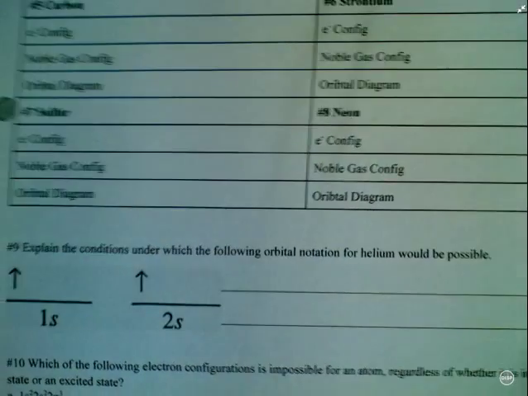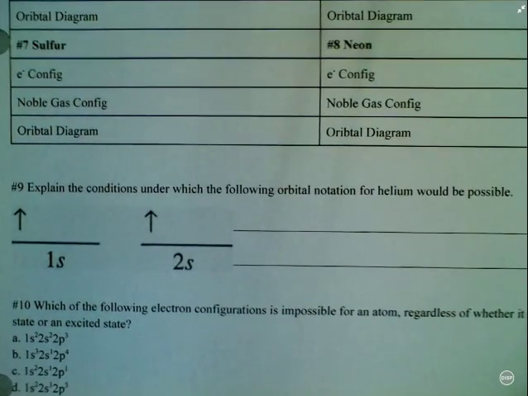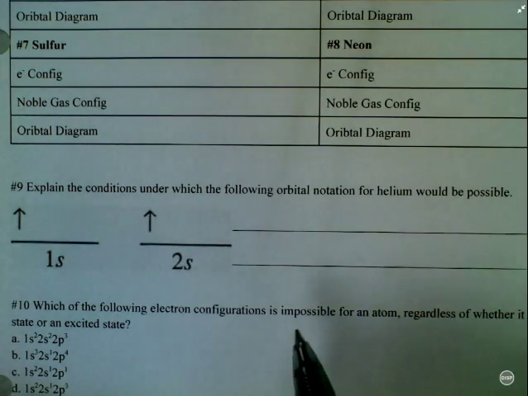All right. The next question I want to look at is number 9 down here. Eyes up front, guys. Number 9: explain the conditions under which the following orbital notation for helium would be possible. This should sound pretty familiar, you know why? This is one of the questions on your secondary worksheet. A lot of people were confused by this, so I wanted to go over this specifically right now.